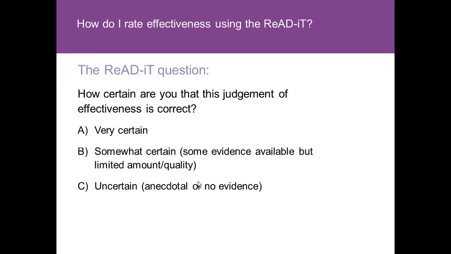So we return to the reader question. How certain are you that this judgment of effectiveness is correct? It is reasonably straightforward to differentiate between being uncertain and somewhat certain when we add the qualifiers that for being uncertain there is only anecdotal or no evidence, whereas for being somewhat certain there is some evidence available, but there are some limitations in the amount or quality of that information. Differentiating being somewhat certain from being very certain, though, is a bit harder.